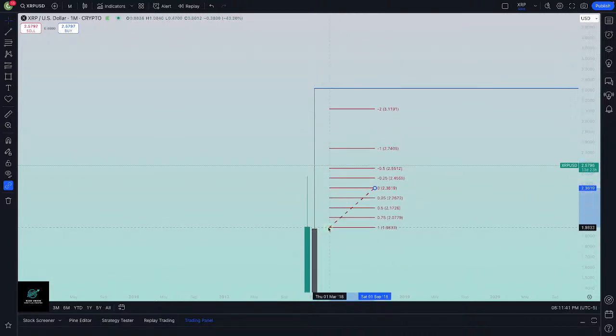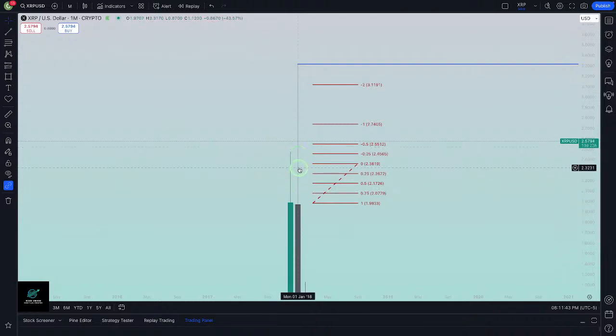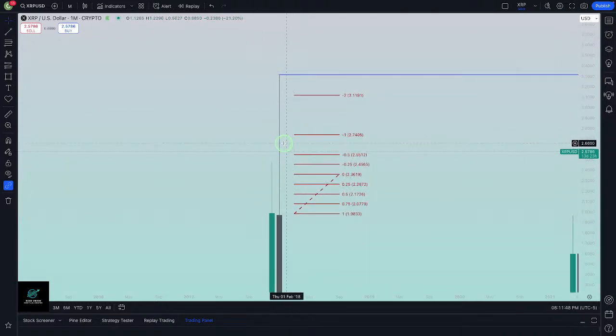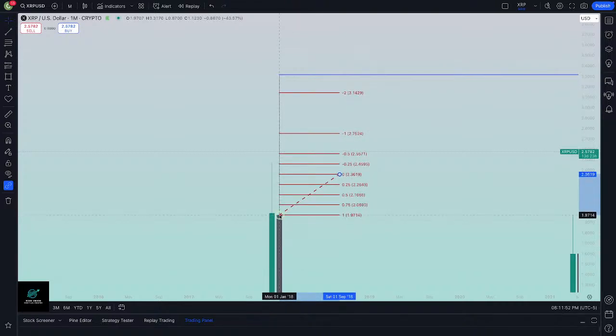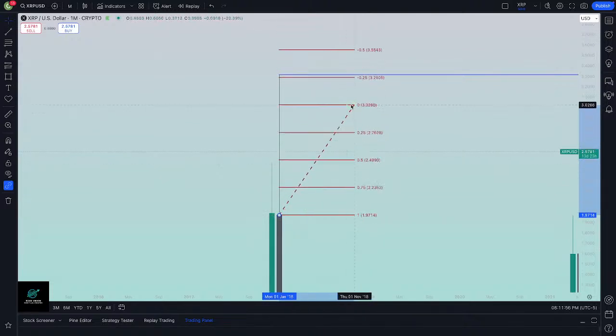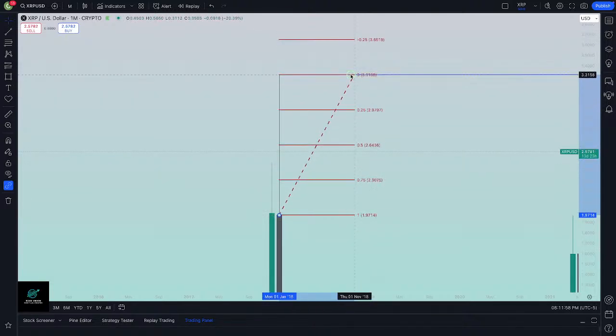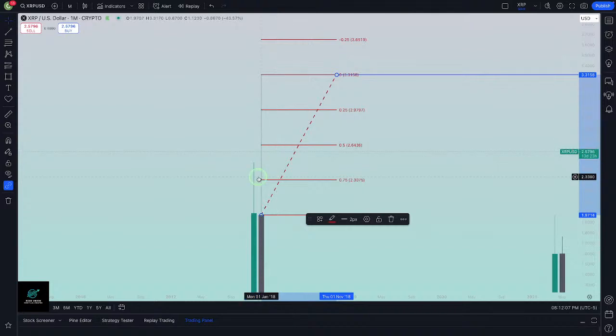Get them likes up. So what I'm about to do is I'm treating this wick as a premium array. It's a premium array. I treat wicks like a gap. So I'm going to measure the opening price all the way up to the high. And I'm going to calibrate this Fibonacci to this wick.